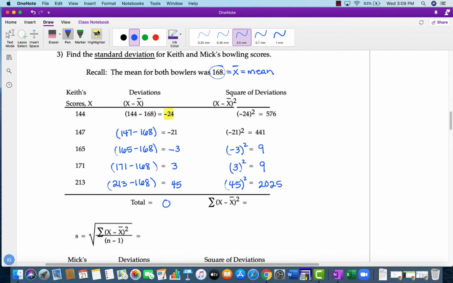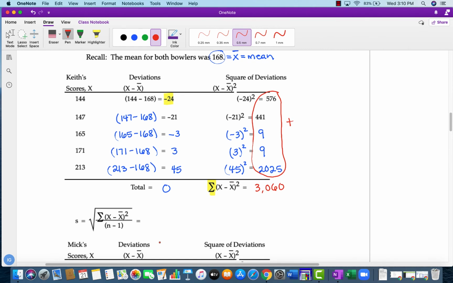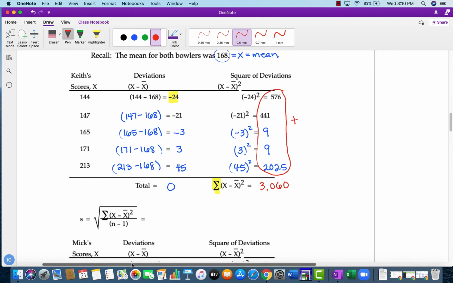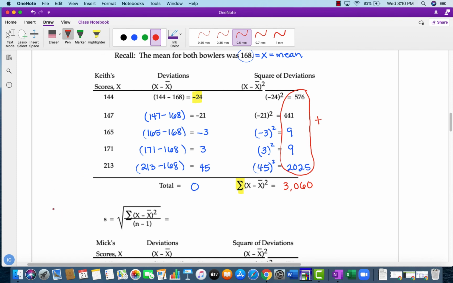Alright, now remember that this symbol is sigma, a Greek letter, and means summation. So we're going to add all these numbers. You're going to add them together. So type it in the calculator and make sure you get 3060. Alright, so now we have everything that we need for our standard deviation. Remember, this is the formula for standard deviation.